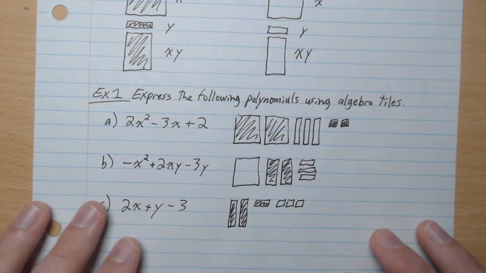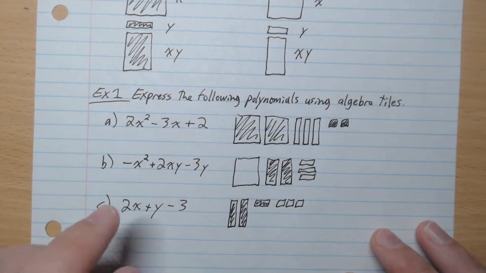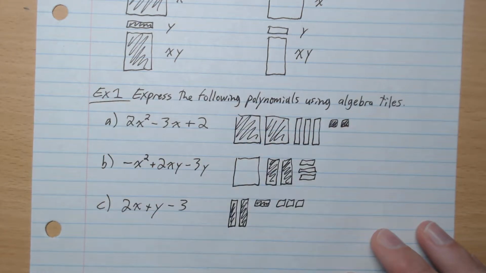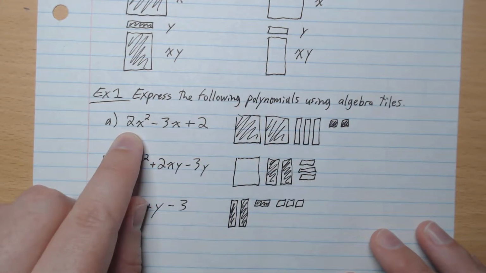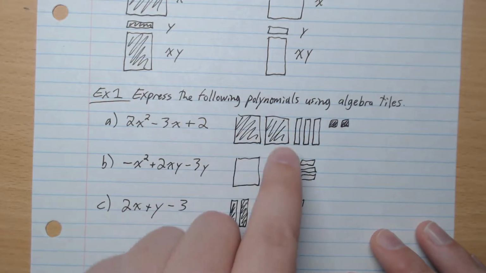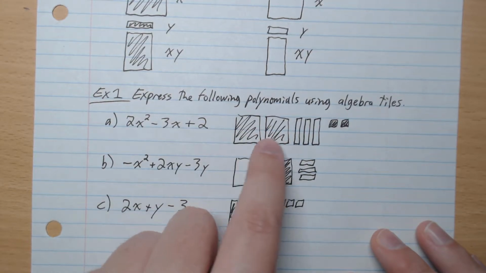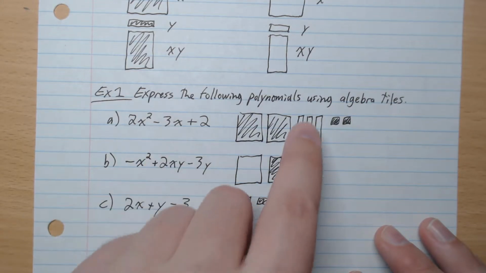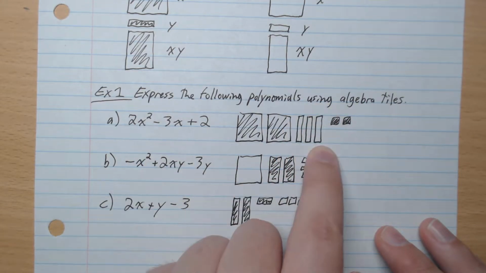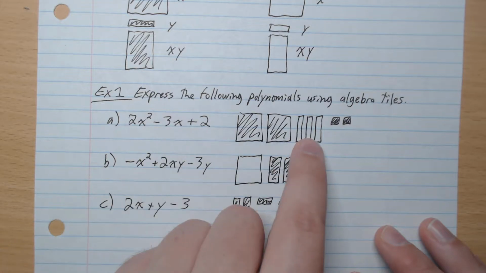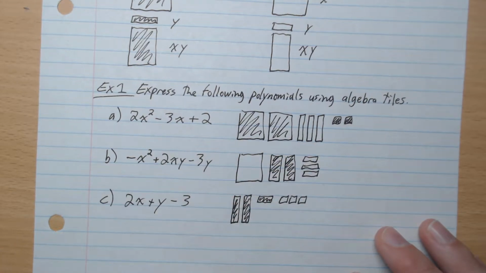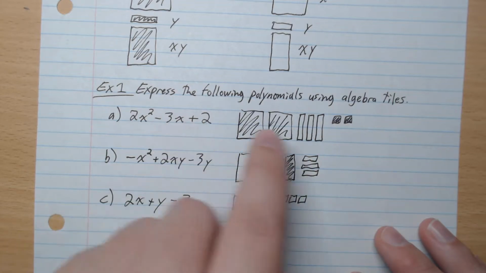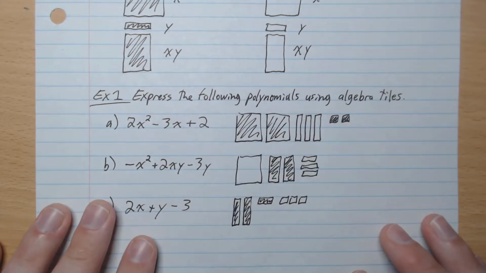So example 1, this is the basics of algebra tiles: express the following polynomials using algebra tiles. Here we have 2x squared, so we have x squared 1, x squared 2, like that. Minus 3x, so 1x, 2x, 3x. It's negative, so it's not colored in like that. And 2 units, so 1, 2 units, it's positive, so it's filled in like that.